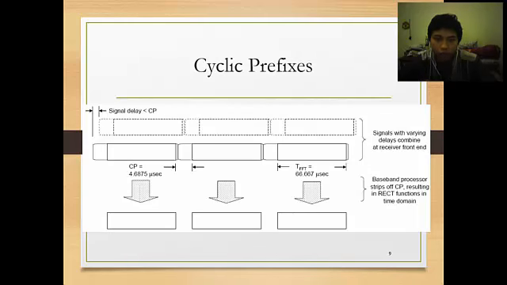This is the cyclic prefix. Signals with varying delays are combined at the receiver, and then the baseband processor strips off the CP, resulting in a function in the time domain.